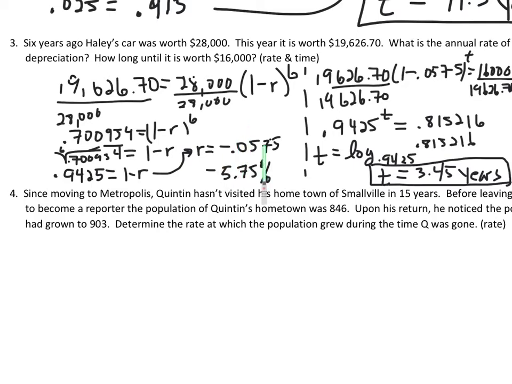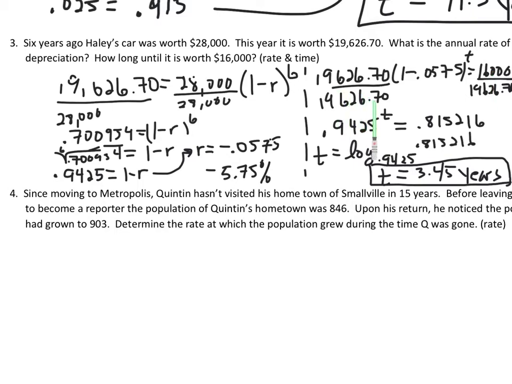So we took our r value that we found here, and we plugged it back into the equation. Now our beginning amount is this, 19,626.70, and we want to know how long it's going to take for it to get to 16,000. So this is going to be our initial amount this time. 1 minus the rate we found equals 16,000. That's the ending amount. We want to know how long it's going to take to depreciate to this amount.